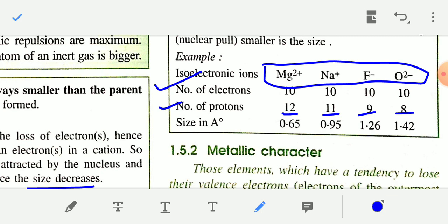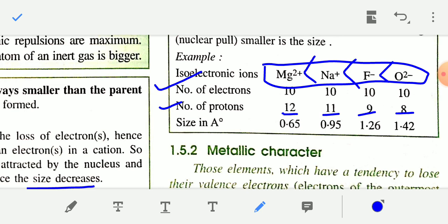So the size of Mg2 plus is the least, as the number of protons, that is nuclear charge, is high in Mg2 plus. So the size of Mg2 plus is less than Na plus, the size of Na plus is less than F minus, and the size of F minus is less than O2 minus.